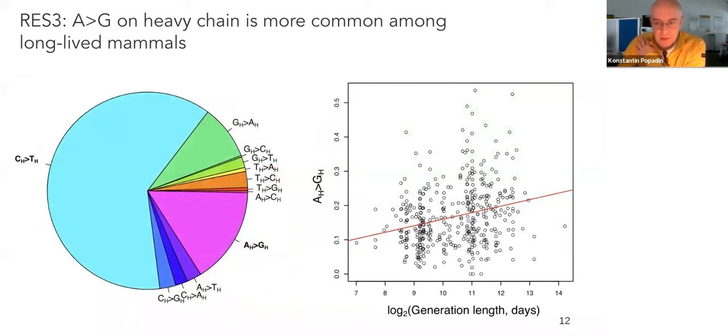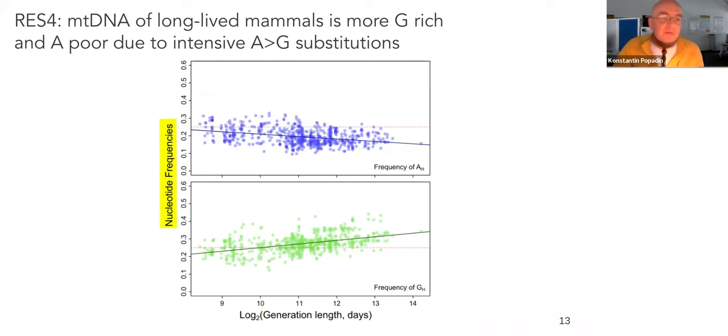And finally, we decided to extend this logic even more. We were thinking, if A to G is very common in long-lived mammals, then with millions of years of evolution, all these neutral locations, the synonymous sites in the mitochondrial genome, will slowly become G-rich and A-poor. And this G-richness and A-poorness will be more pronounced in long-lived mammals. So now we counted nucleotide frequency in all protein-coding genes in the mitochondrial genome. One dot is one species.